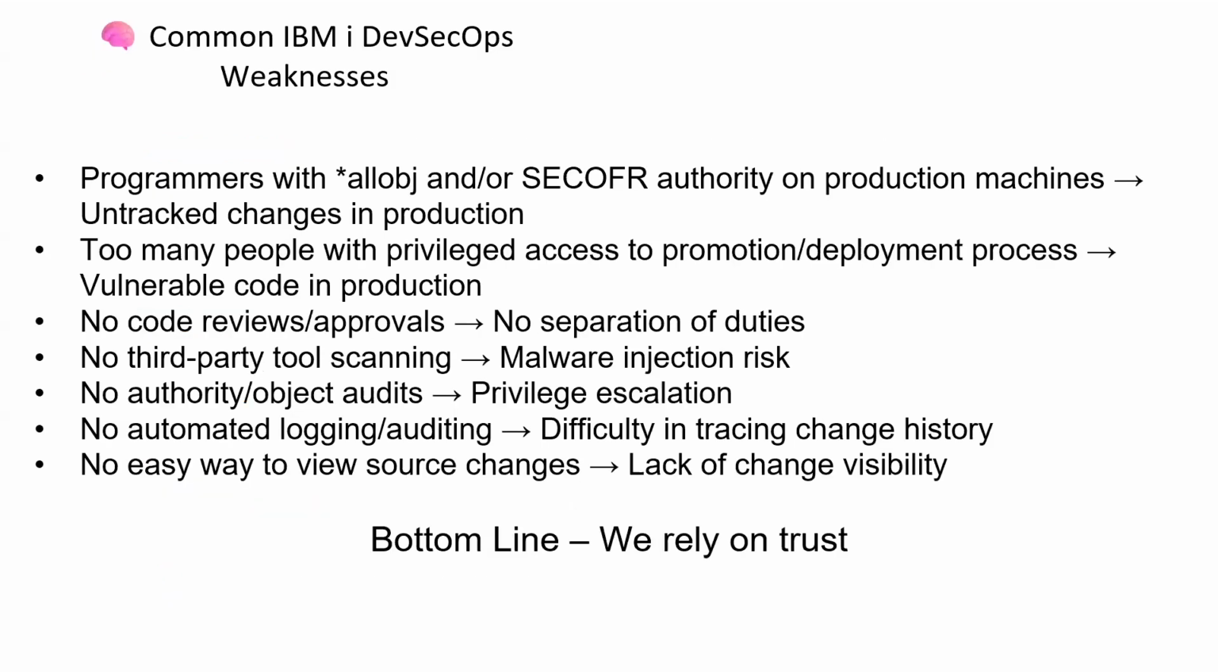So lots and lots of things can lead to these kinds of problems, and I could come up with many, many examples of things that have happened. But the way those things happen is the programmers have all object authority or they have SECOFR authority, so they can make whatever changes they want into production, or too many people have access to a promote-to-production process, so anybody can do those promotions, and maybe they're being done by a generic user ID, so you don't have control over that.